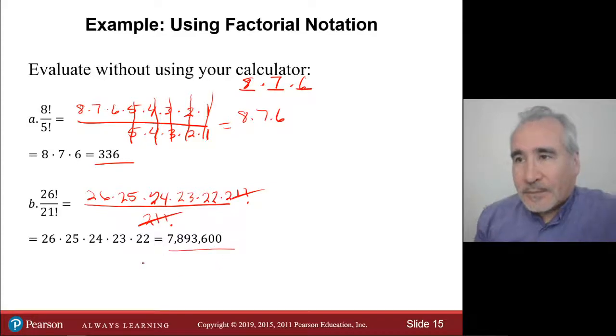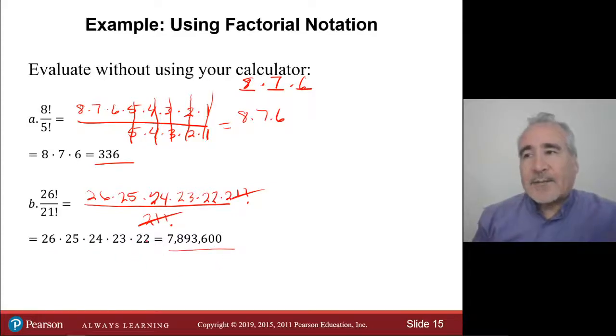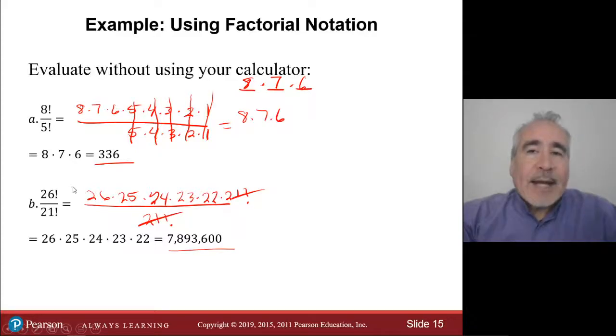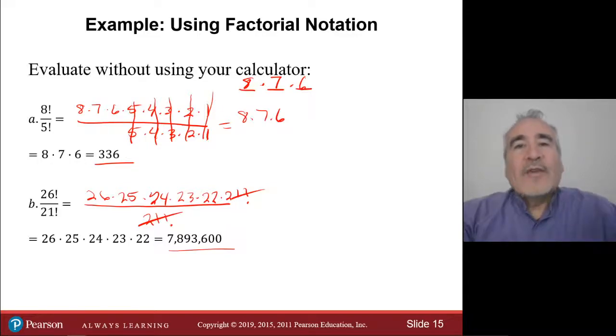7,893,600 when we multiply this out. But it's a lot easier than trying to multiply this and then divide by this. What happens is these numbers become so large if you don't use some of these formulas and such in the abstractions, your calculator will actually overflow. It won't be able to make the calculations.